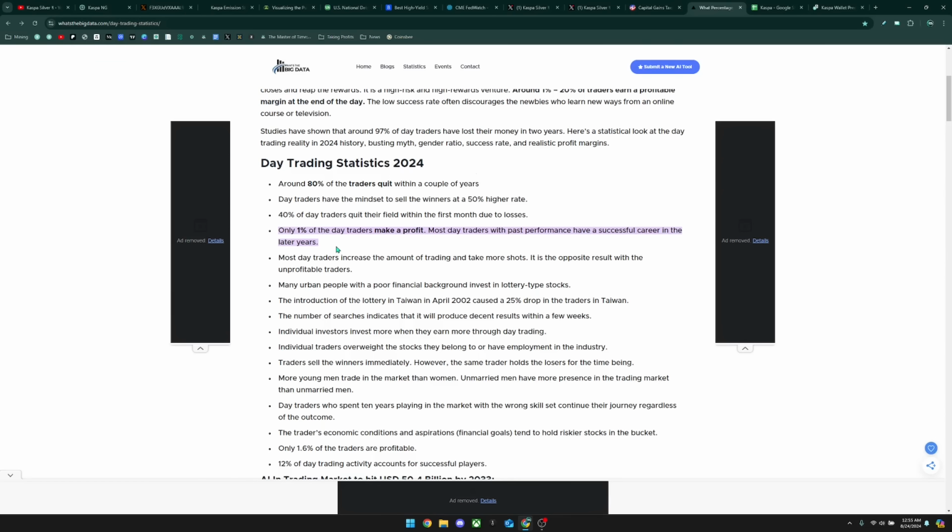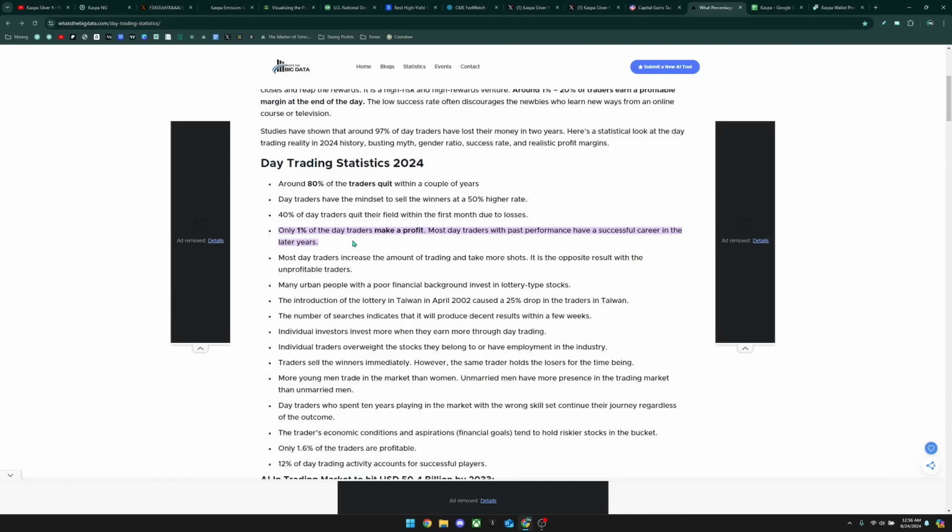And this is the main one here. Only 1% of the day traders make a profit. Most day traders with past performance have a successful career in the later years. And so, are you going to be a part of that 1%? I don't think so. A lot of people will probably not be a part of that 1%.